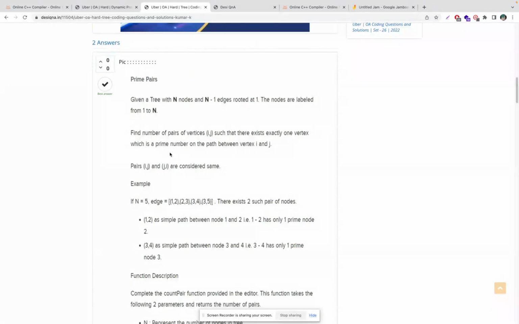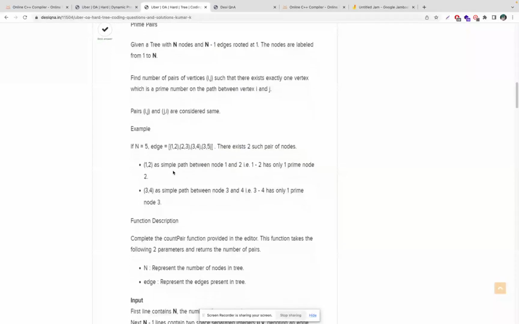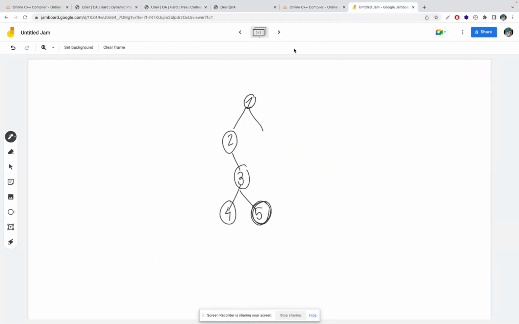We have to find the number of vertex pairs such that there exists exactly one vertex which is a prime number on the path between vertex i and vertex j. Pairs (i, j) and (j, i) are considered the same. So we are given any random general tree. Just assume that this is the tree given to us.